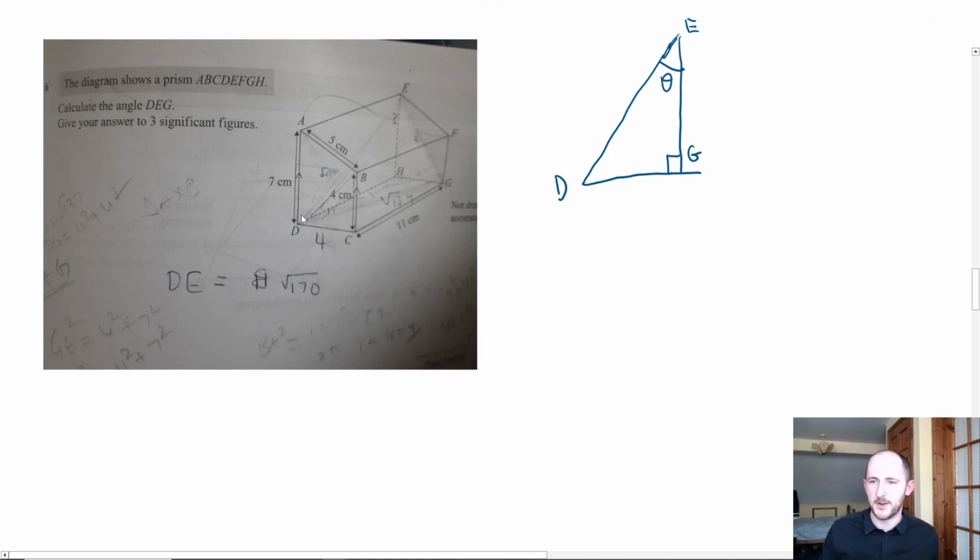But anyways, if you have a look at this, the width of this part here, so from G to D, GD, is just going to be DC, right? So I'm just going to write that out. GD is equal to DC.